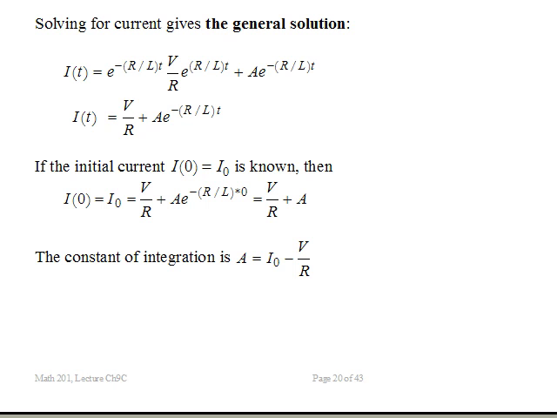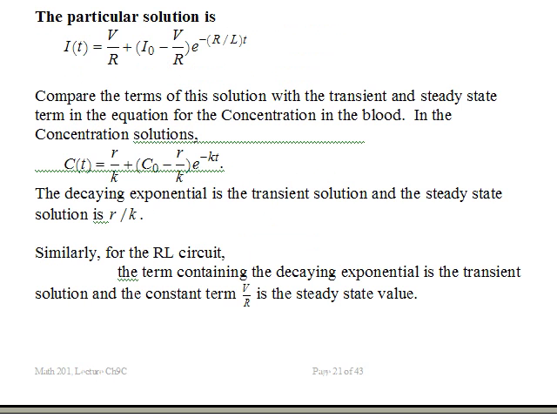If I know the initial current, that is the current at time 0, I can substitute t equals 0 into this equation and solve for A. A is initial current minus V over R. You should recognize the various parts of this equation.